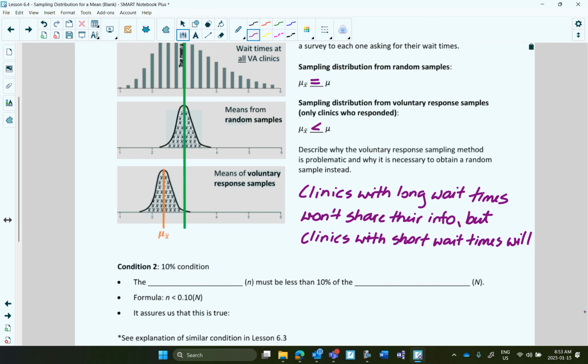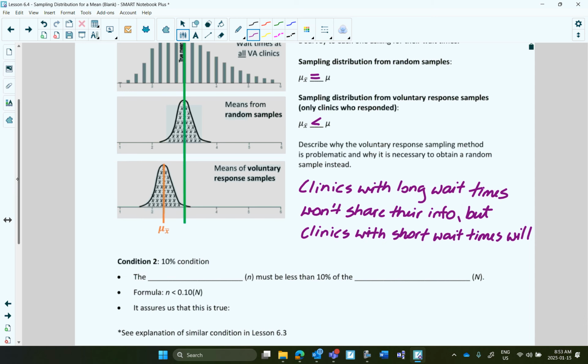So again, it speaks to the importance of a random sample. And if we go back to the question, we did random sample 30 clinics. This is what would happen if we just got a voluntary response. So that allows us to say with a random sample that the average of all the samples we took is going to be 3, which was the population wait time average. That was the goal. So we can move on from that.